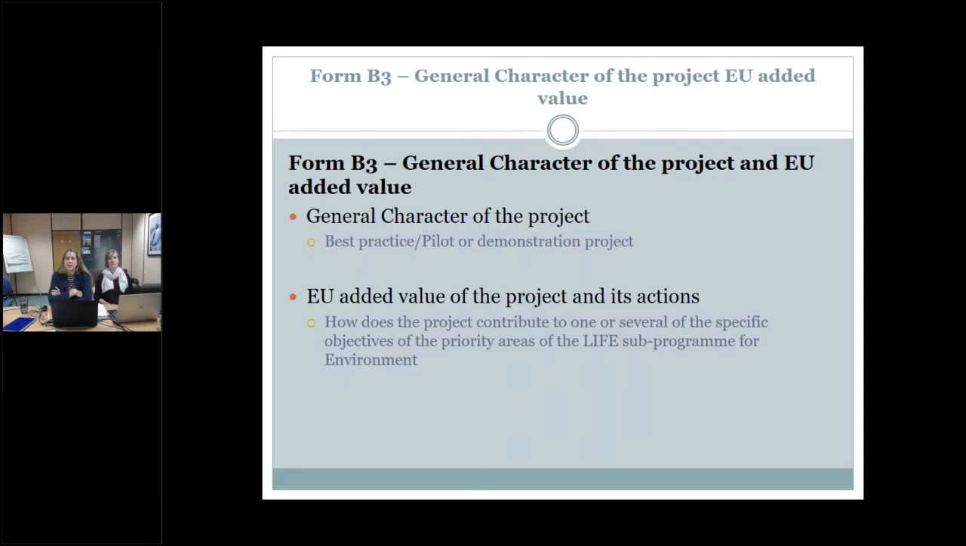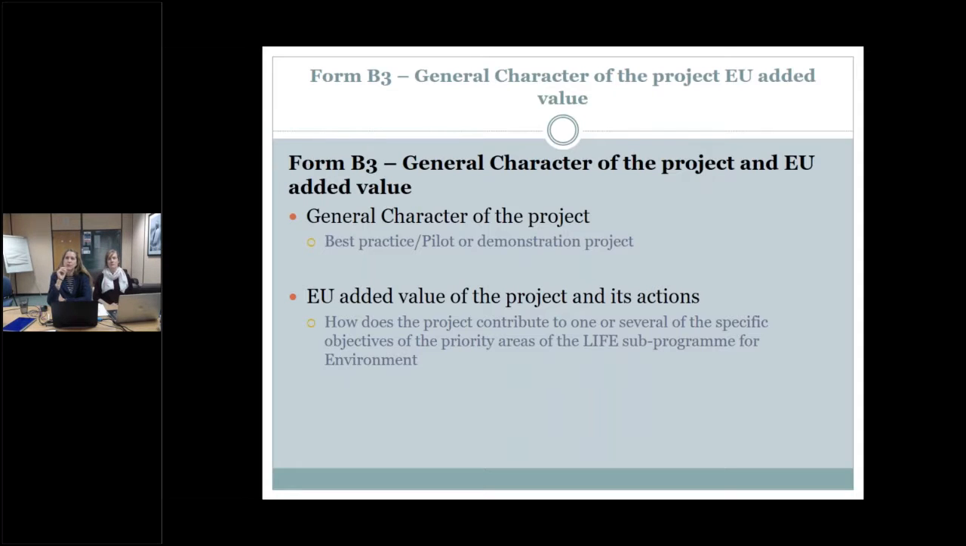So as I already said, nature and biodiversity projects and governance and information projects will have to demonstrate their project character in the B3 form. Environment and resource efficiency projects don't have that. They do have a B3 form, but they don't have this specific tab of the general character in the B3 again, because they had to do that in B2.